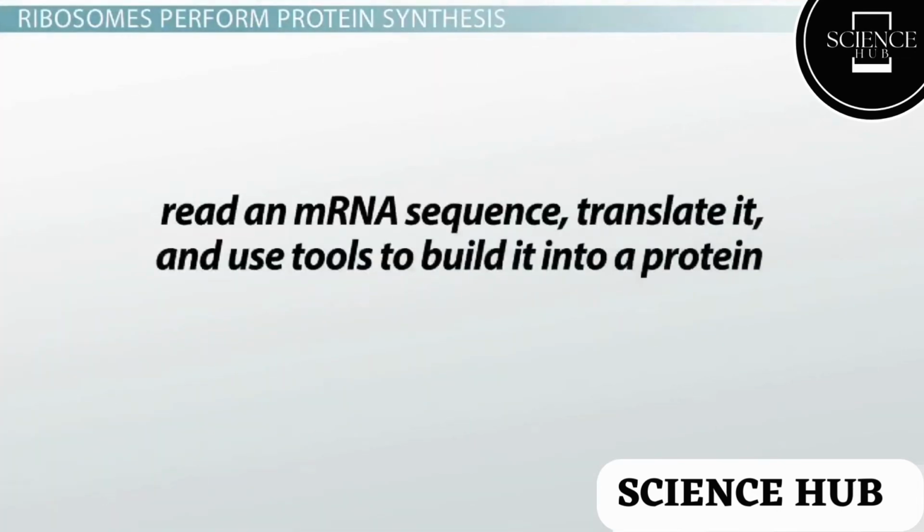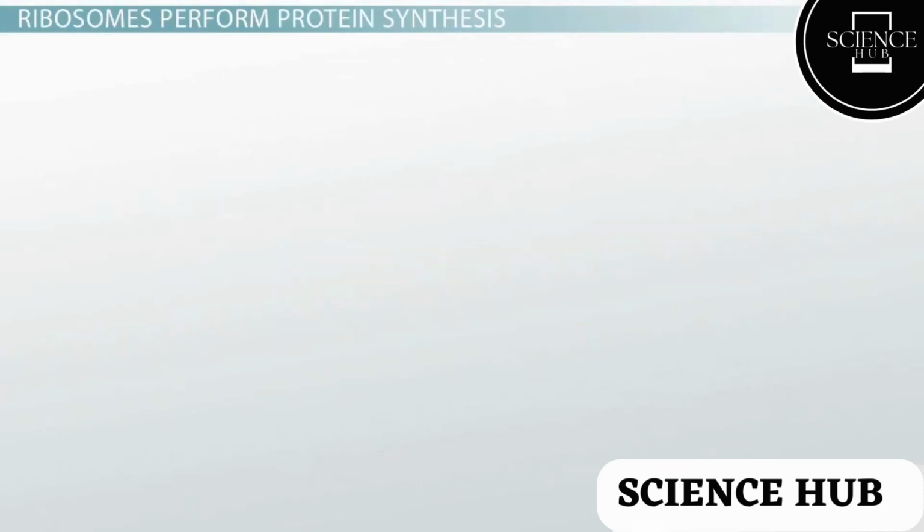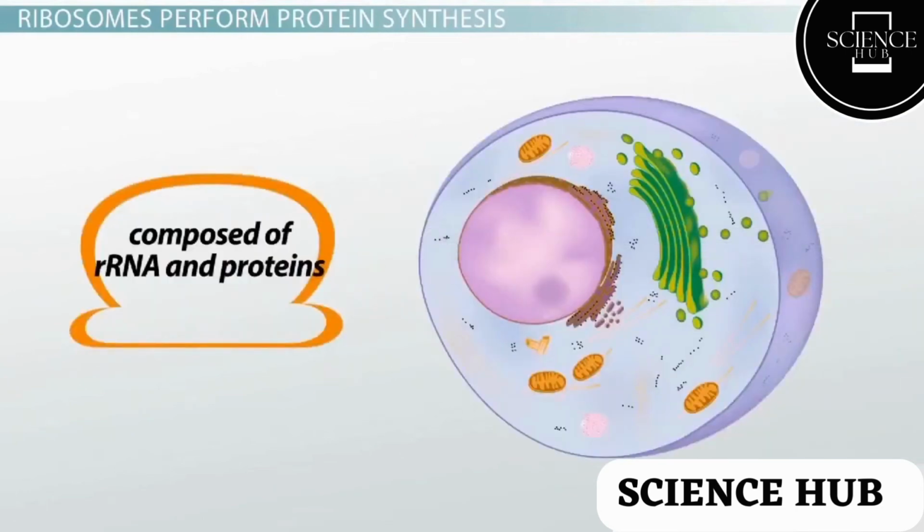They read an mRNA sequence, translate it, and use tools to build it into a protein. This protein is then used by the cell. Specifically, ribosomes use tRNA as tools. This helps bring the correct amino acids to the building protein. Ribosomes are composed of rRNA and proteins. They exist free in the cytoplasm until they receive an mRNA message to translate. When they receive it, they waste no time in cracking the code.